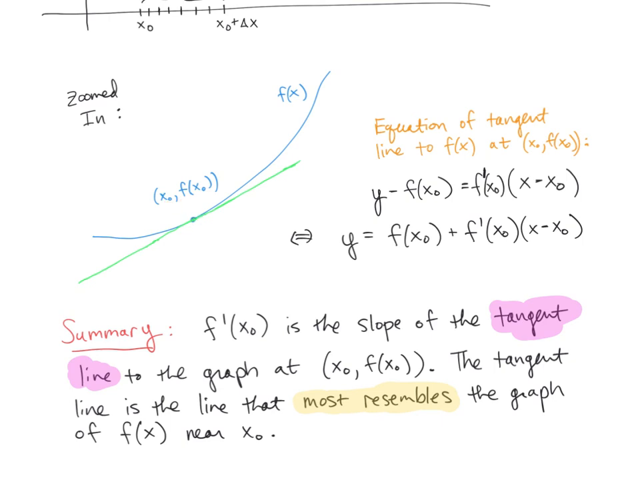So we fixed this point x naught, and for that particular point, this is the line that best resembles the graph of the function f. Or in other words, this linear function describing the tangent line here is the best linear function that we can use to approximate the function f near this point x naught. Okay, so that's the tangent line. It's the line that most resembles or best approximates the graph of f of x near x naught. And then the derivative at x naught is the slope of that line.